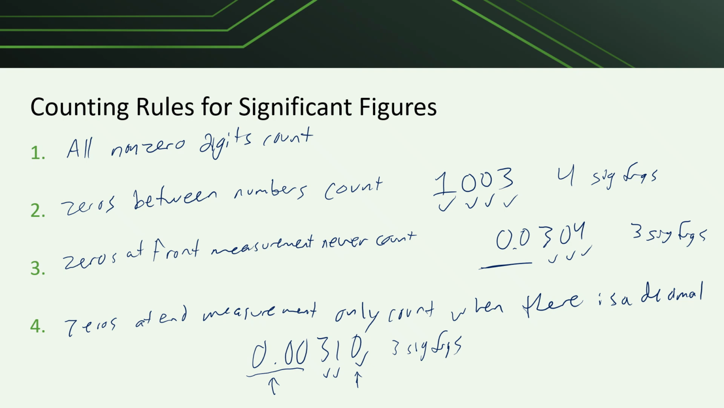Now if I don't have a decimal, let's say I have 1010 as my measurement. There's no decimal there. It's just a comma to denote place. So the 0 in between counts, non-zero digits count, but this 0 does not count because it's at the end and there's no decimal. So that one's 3 sig figs.